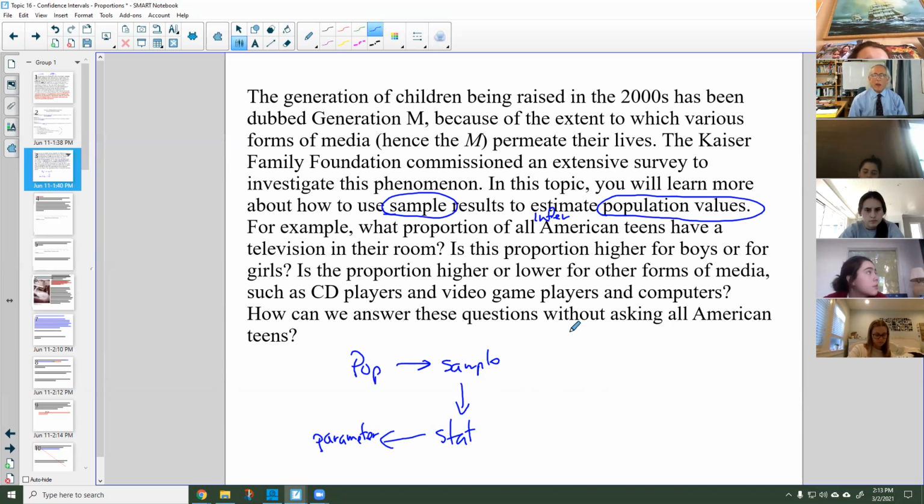So the thing we're going to analyze in our example is what proportion of all American teens have a television in their room. Now remember, again, this is back in 2000.